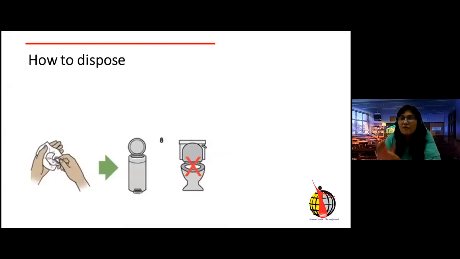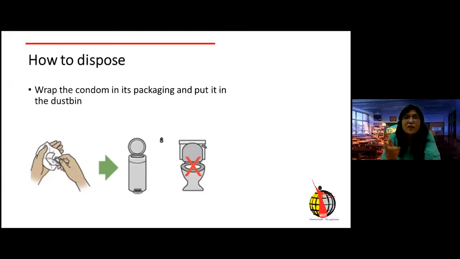Basically, you have to advise the user to use the packaging. The packaging is already available. So the condom has to be put back in the package which they have torn, and thrown in the dustbin. Most users will not even know how it has to be thrown. So you have to ask them to throw it properly wrapped in the packaging with which it has come.